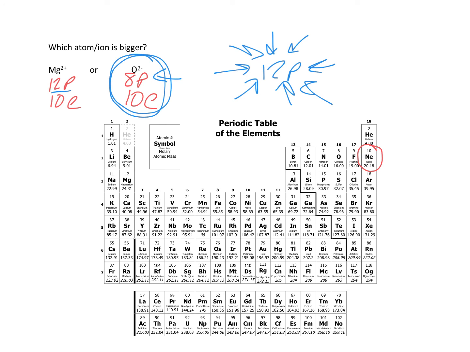Regular Mg is bigger than O, as we see from our trend. As you go down and to the left, they get bigger. But O2 minus is bigger than Mg2 plus. So we have to pay attention to these charges and see what the effect is. When two things have the same number of electrons, we're really going to look at the protons to decide which is bigger. The bigger one will be the one with the fewer protons. And that's it.